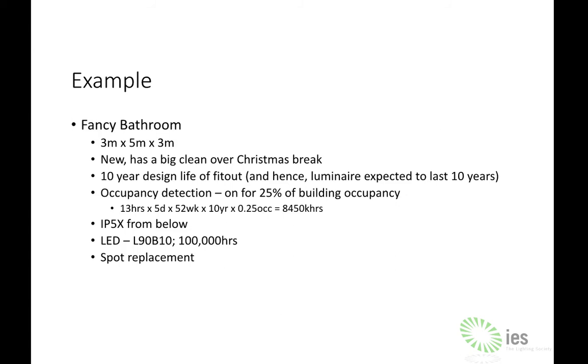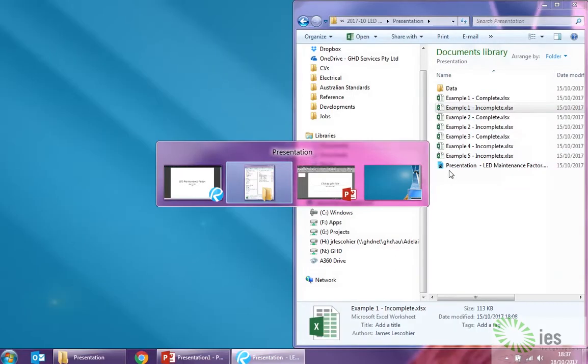It's got a little motion detector, which gives us occupancy detection. So 13 hours a day, 5 days a week, 52 weeks, 10 years and 0.25 occupancy, we get 8450. Let's get a nice fitting with IP5X from below, and we've spent the big dollars on an L90 B10 100,000 hour fitting. We're not expecting it to die, but if it does, we'll get the guy out to replace it. It's covered under a 5-10 year warranty anyway. But you can see I've put the most overkill fitting into what's ultimately a stupid problem. It's worth having a look at how that turns out with the maintenance factor. So let's get into the example.